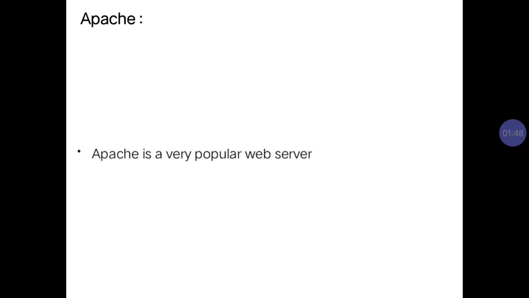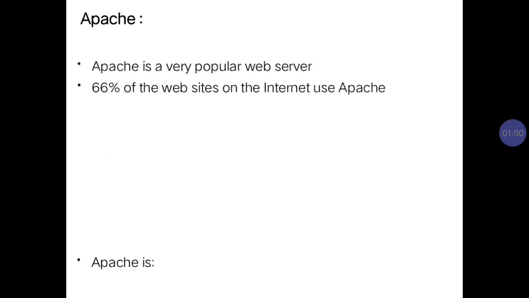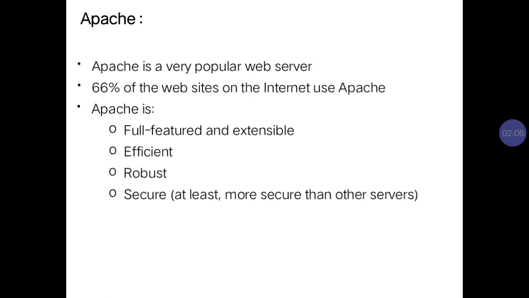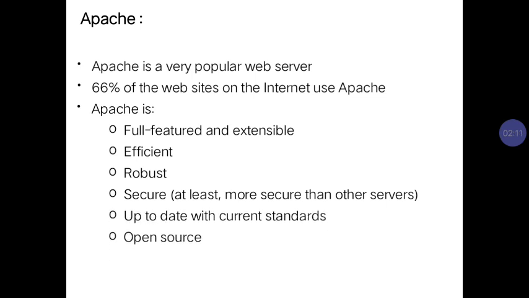So this is the server. Generally for this purpose we are using the most popular web server, that is Apache. Generally 66% of websites on the internet use Apache. Why is this Apache used? Because it is full featured and extensible, efficient, robust, secure, up to date with current standards, and it is open source as well as free. That's why generally 66% of websites are using this Apache server.